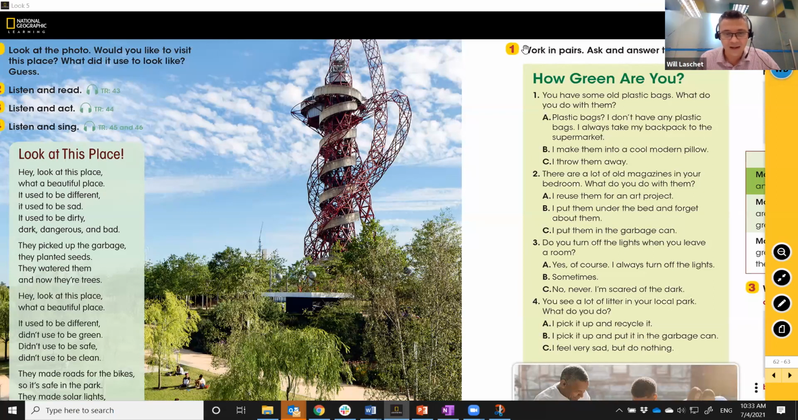So let's try number 3. Do you turn off the lights when you leave a room? Answer A, yes, of course, I always turn off the lights. B, sometimes. Or C, no, never, I'm scared of the dark. Remember, be honest. This is the last one we're going to do.